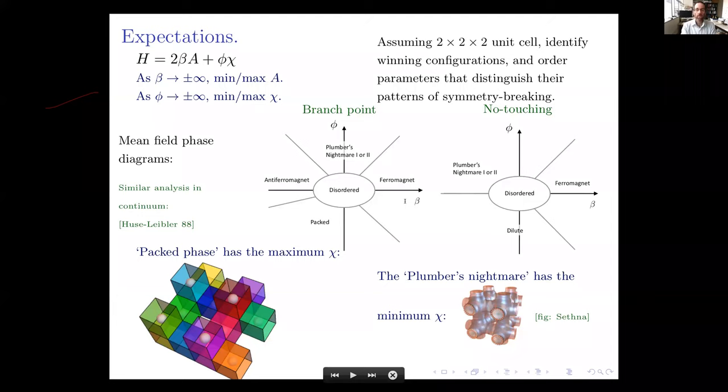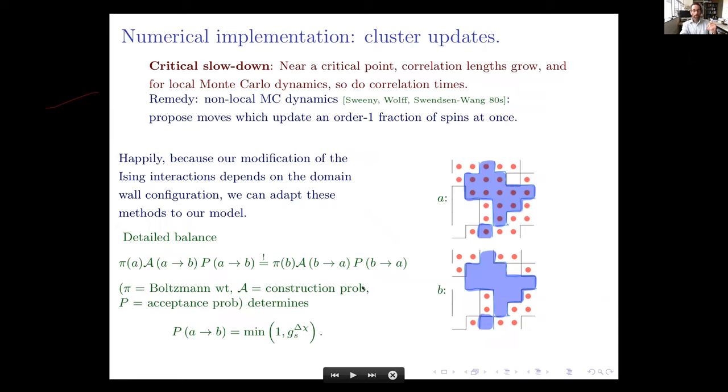A similar analysis was done in the continuum with some soft matter motivation in the late 80s. A nice thing about this modification of the Ising model is that it only depends on the configurations of the clusters, on the configuration of the domain walls. So we can use cluster updates: near the critical point, correlation lengths and therefore correlation times grow, and so it's better to do Monte Carlo updates which flip many spins at the same time.